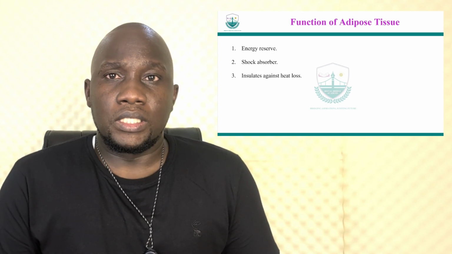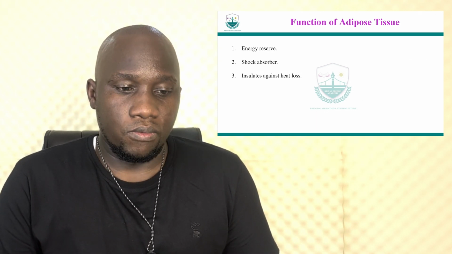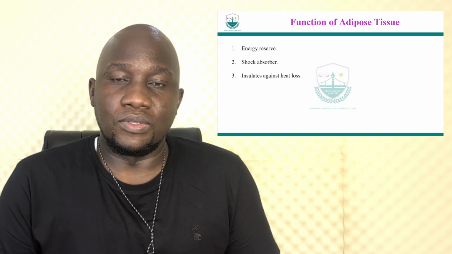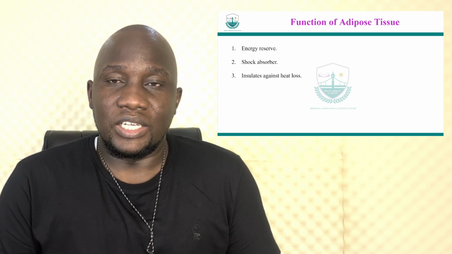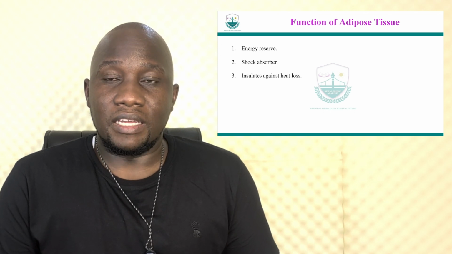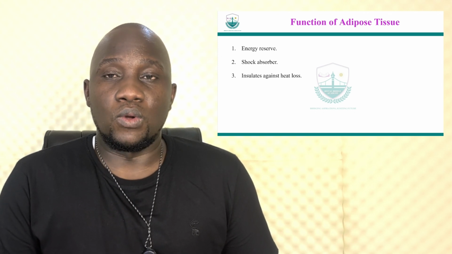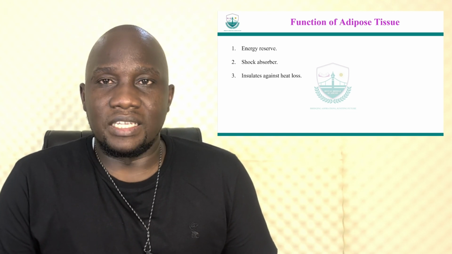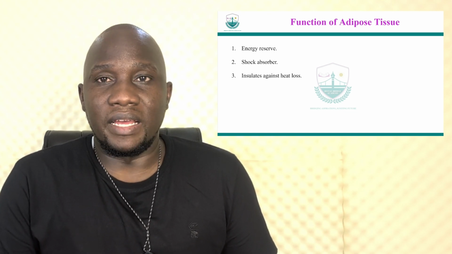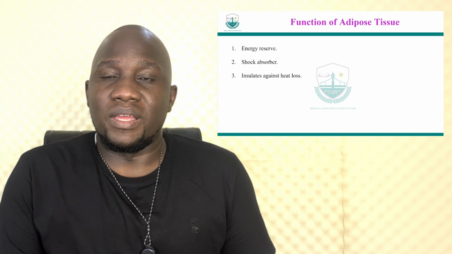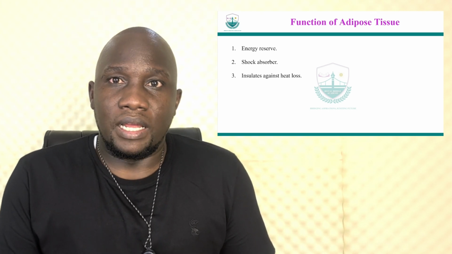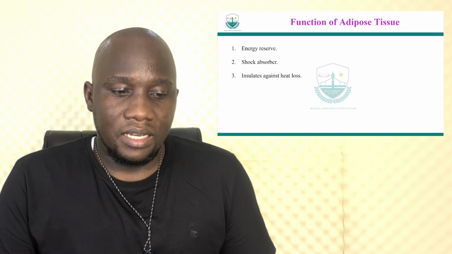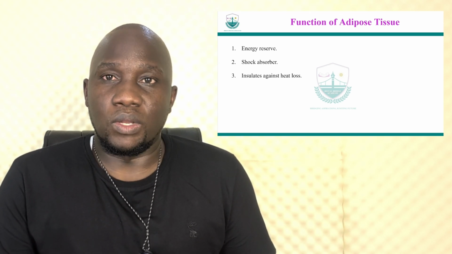So adipose tissues, we said, are for protection, especially as a shock absorber, and as an energy reserve. These adipose tissues contain a lot of fat droplets, and therefore if the body needs energy, these fats can be mobilized. That means that they can be converted into triglycerides and then metabolized to produce energy. But again, this fat is also very important for insulation.